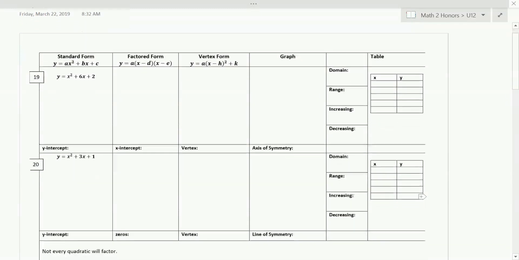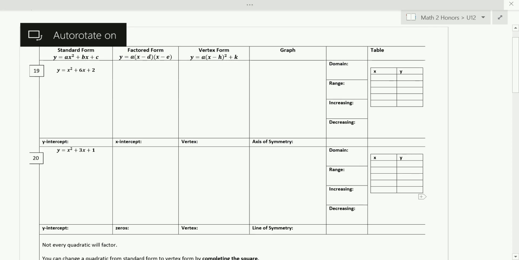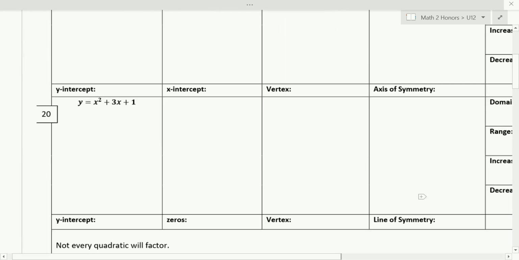Alright, so we are on day 4 looking at quadratics, finding relationships between the different forms of the equations and its graph and some specific things about the graph. We're going to start in number 20, and in 20 we're given the standard form and we need to find all the other pieces. We have 3 days prior experience here, so what do you want to find first? What can you find?